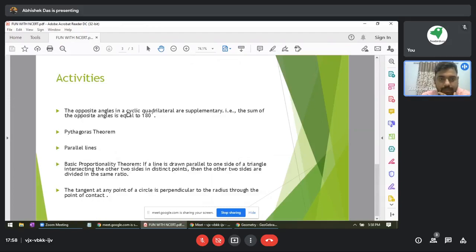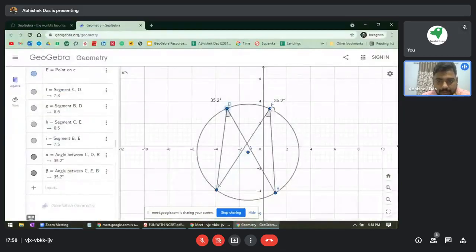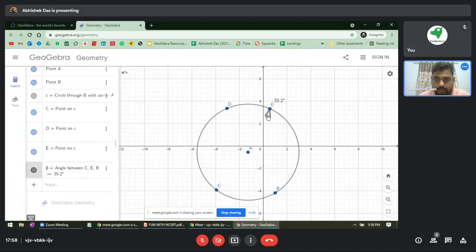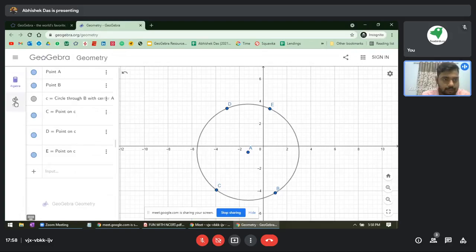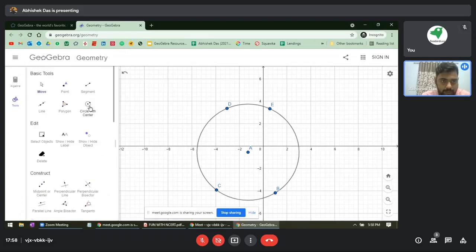The opposite angles in a cyclic quadrilateral are supplementary. All right. Now let's go back here. Let's draw a quadrilateral inside this. Let me delete this point, this line, this angle. Okay. And then just join these 4 points using the polygon. So C, B, E, D, C. Now, starting from a point and going back to the same point, we'll complete the polygon.